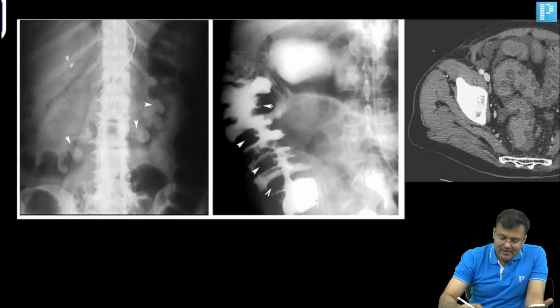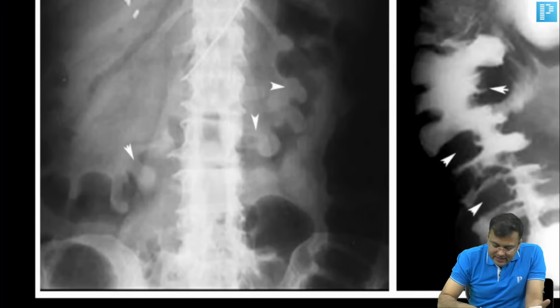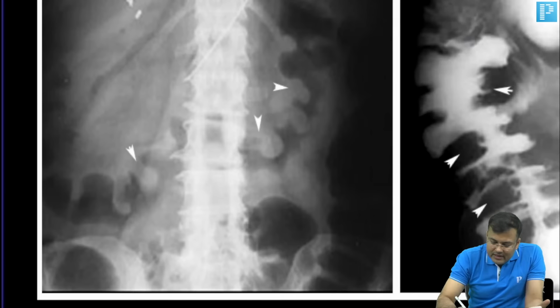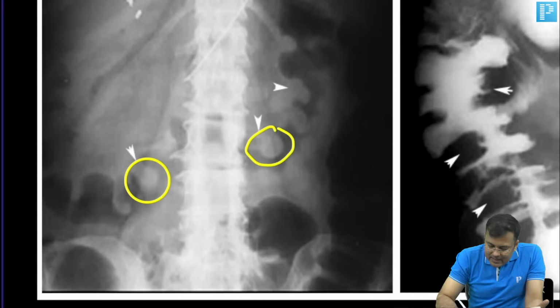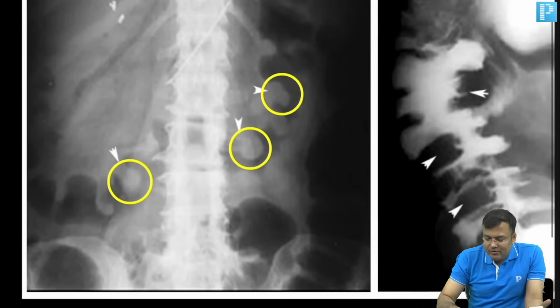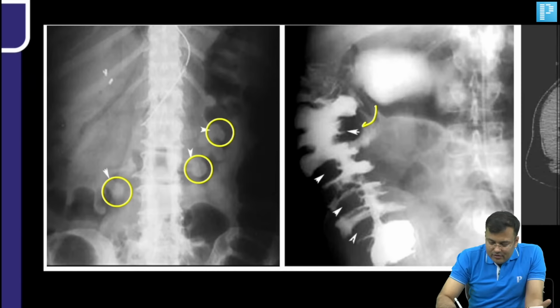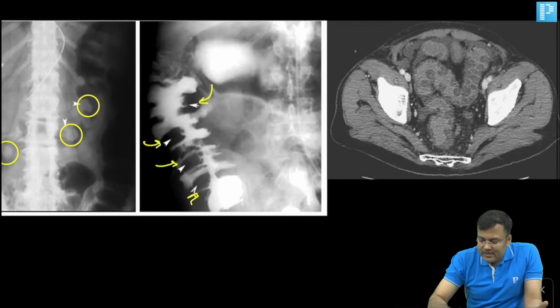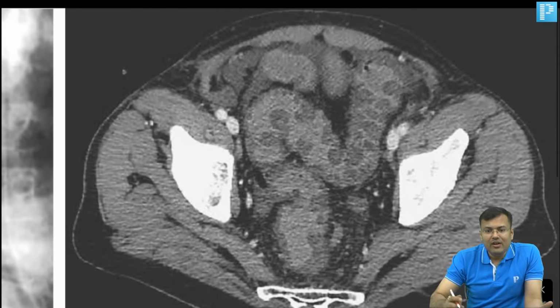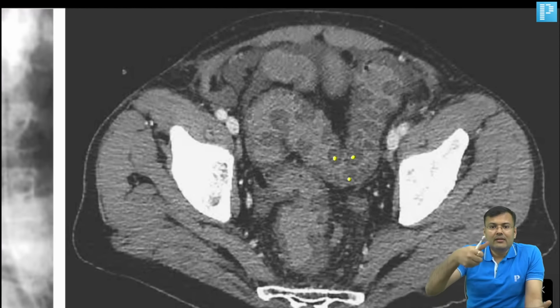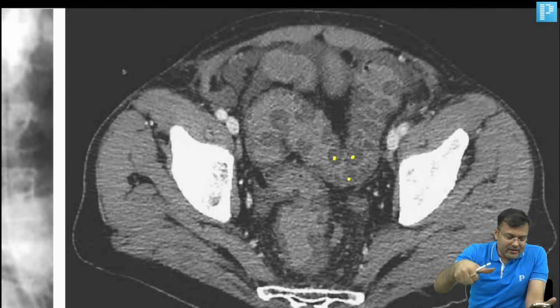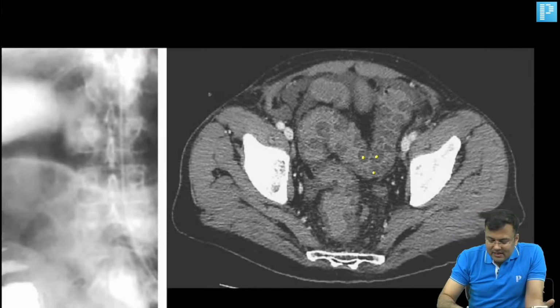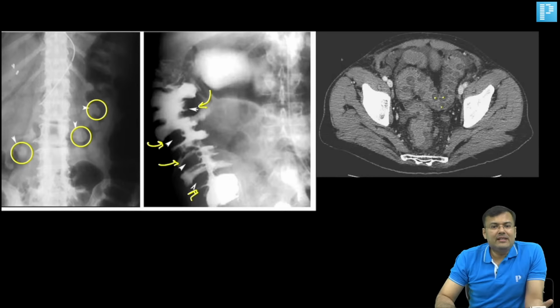Next, tell me, what is this appearance? Guys, tell me. Easiest question. See this image carefully. Tell me, what's the name? Yes, and you can see here. Here also you can notice. Clear? And on CT also, it's very beautifully seen. Can you see this? What is this? Thumb printing. So, everybody is correct. This is known as thumb printing, and it is seen in ischemic colitis.